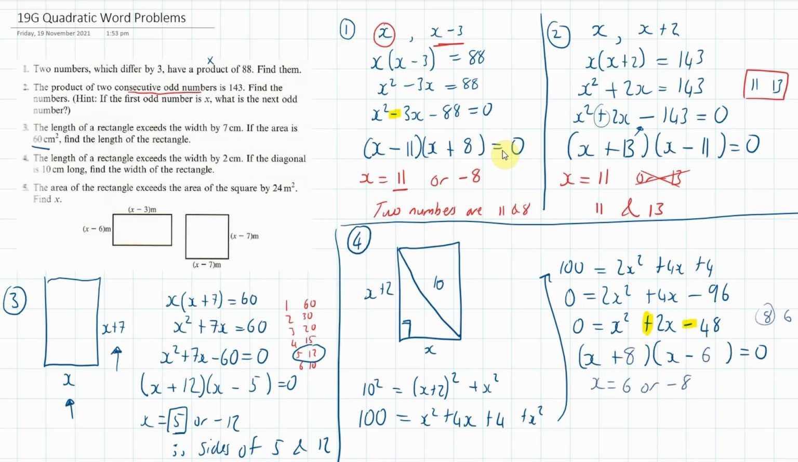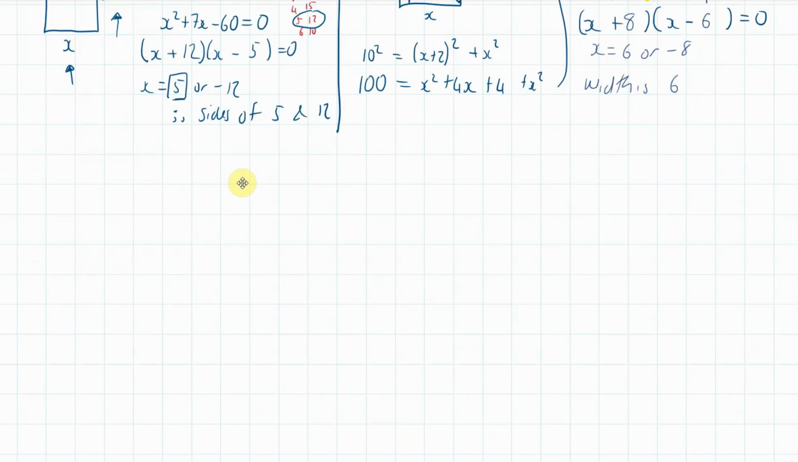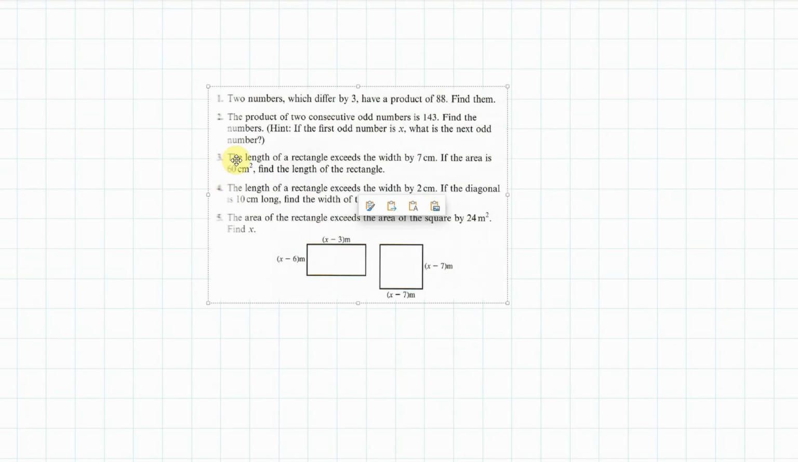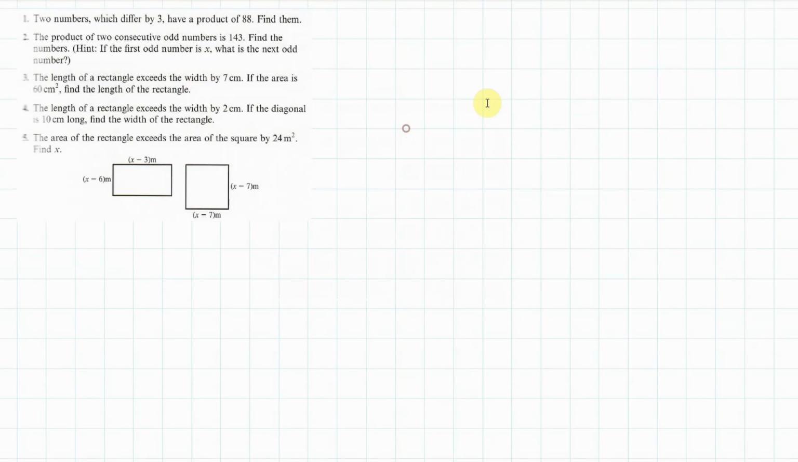Now, what did they want us to find? What do we want to find here? The width of the rectangle. The width is 6. Okay, I've got one more question. I'll just copy this and move it down so I've got some more space. Okay, my last question here is the area of the rectangle exceeds the area of the square by 24, and I've got to find x.